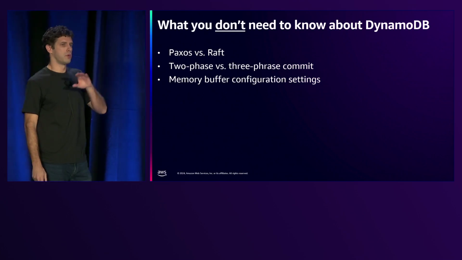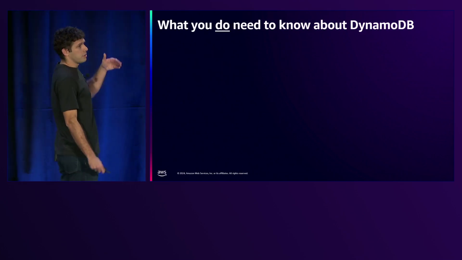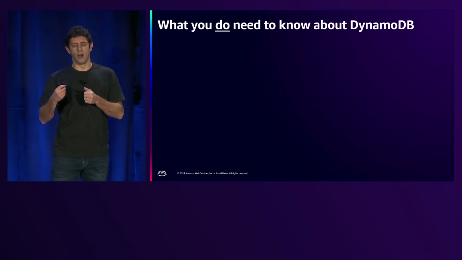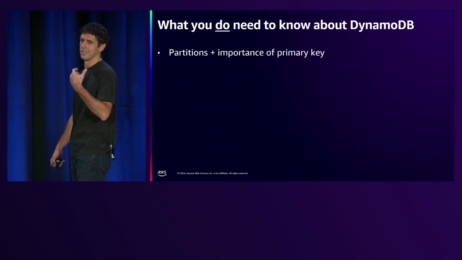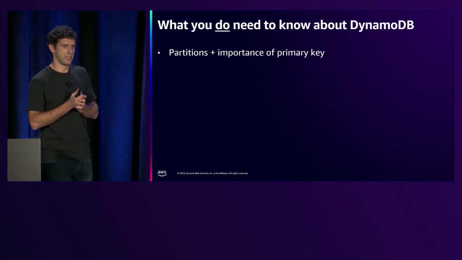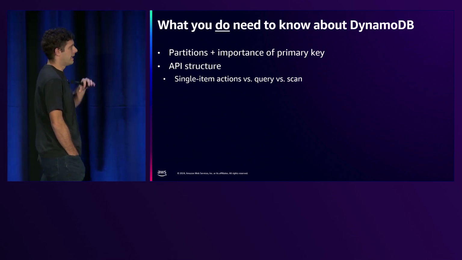But Dynamo is mostly a black box in terms of these sorts of things. But there are certain things you need to know and have that conceptual framework for Dynamo that are going to affect your modeling. And the most important one is going to be how Dynamo is partitioning your data and the importance of your primary key in that partition and how they can deliver that consistent performance at any scale. And directly tied in with that is that API structure.